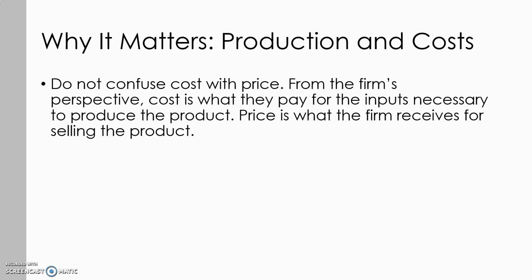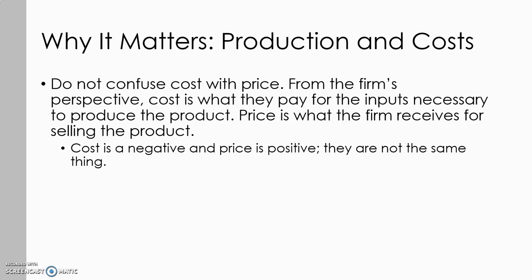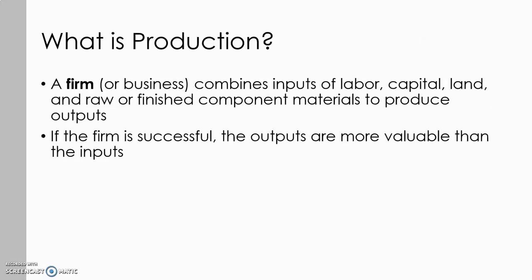Again, super, super important that we remember that production and costs are looked at from the firm's side. A firm is a business. It's just an economic term. Even a one-person operation would be a firm in economic speak. A firm combines inputs of labor, capital, land, and raw or finished component materials to produce outputs. And when you hear output, think goods, think the quantity that they're producing. Hopefully, from the firm's perspective, the output is going to be more valuable than the input used to produce it.